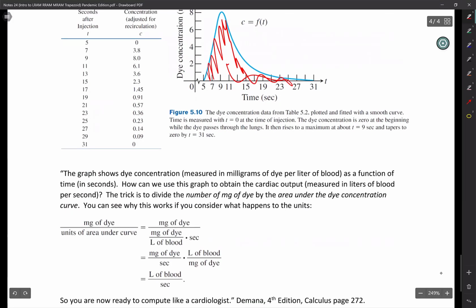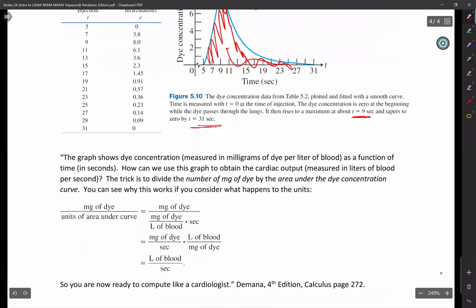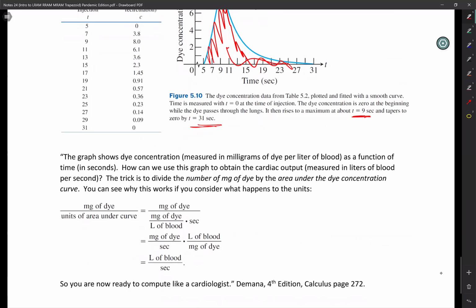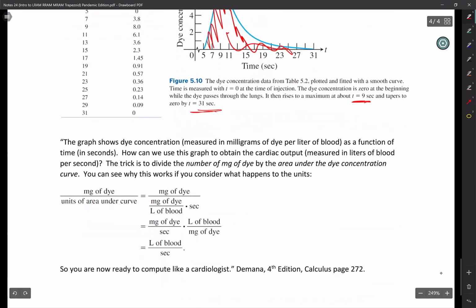It says the dye concentration in the table is plotted, and time is measured from 0. The dye concentration is 0 at the beginning, while the dye passes through the lungs, and then rises to a maximum at about t equals 9 seconds and tapers to 0 by t equals 31 seconds. Wow, that's fast. The graph shows dye concentration measured in milligrams of dye per liter of blood as a function of time in seconds.